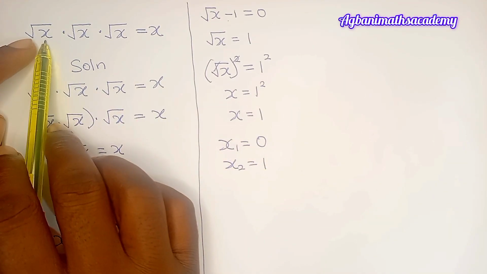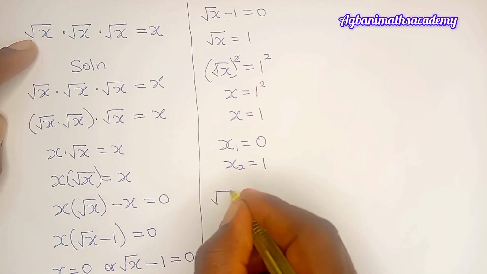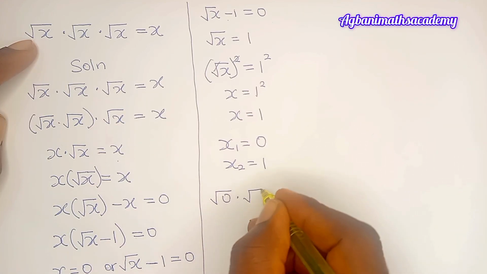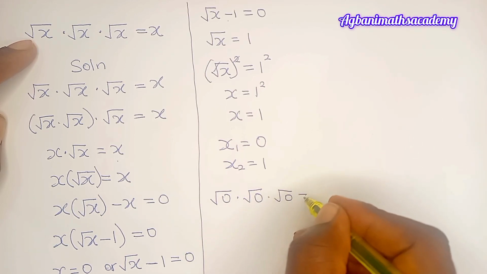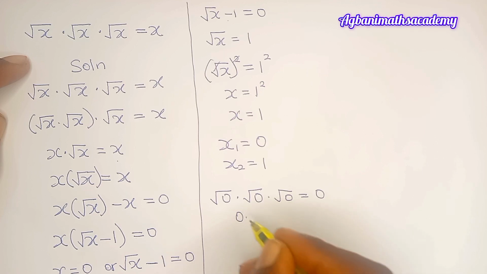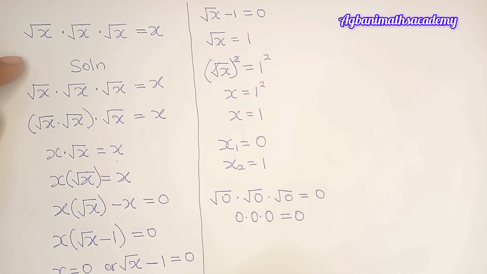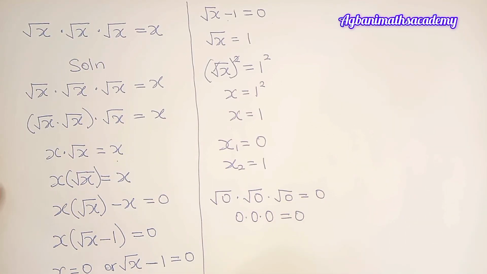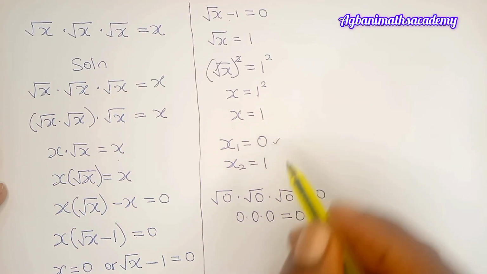If you substitute x = 0 into this initial equation, we're going to have √0 × √0 × √0 = 0. Square root of 0 is 0, multiplied by square root of 0 is 0, multiplied by square root of 0 is 0. So when you multiply 0 by 0 by 0, it will give us 0. This means that we are correct.